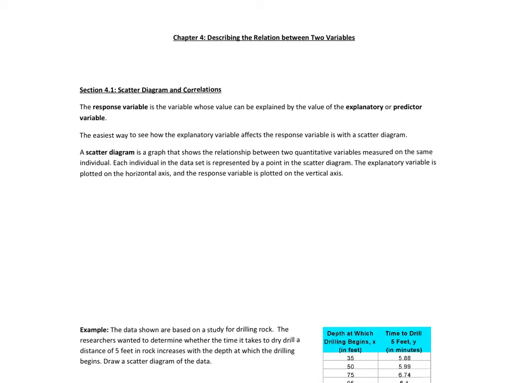Welcome to Chapter 4, describing the relation between two variables. Up until this point, we've just been working with one variable. And just to throw in a quick vocabulary term, when we're working with one variable, we get univariate data. And when we work with two variables, which we're doing in Chapter 4, it's called bivariate data.